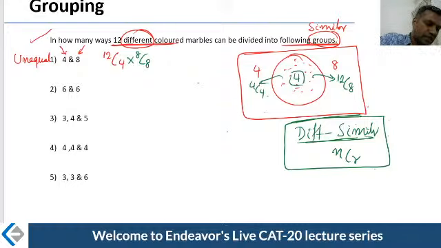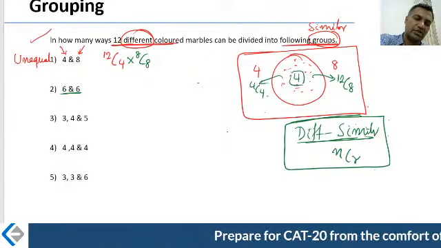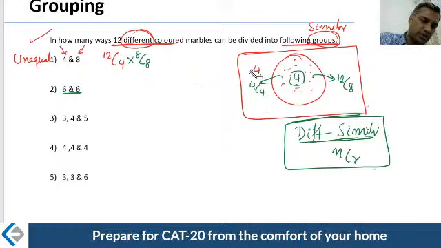Now look at 6 and 6. What I'm trying to do here is equal groups. You say, why don't you divide them equally and keep 6 and 6 on either side? 6 on one side and 6 on the other side. That's what you are trying to say. 6 on each side.